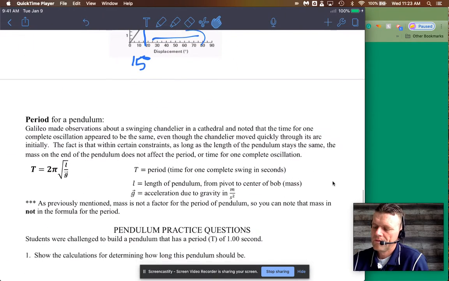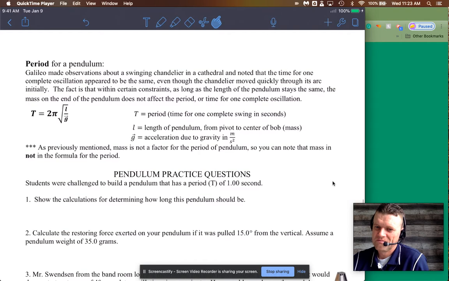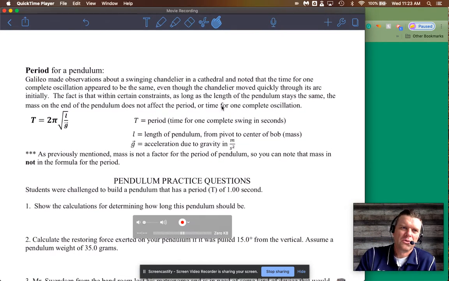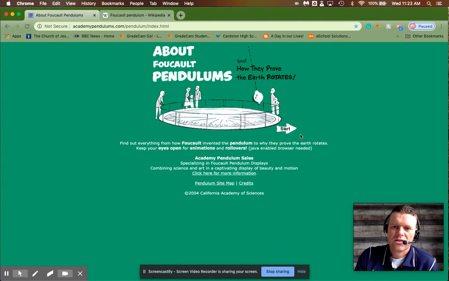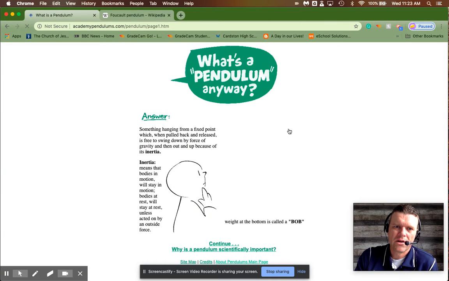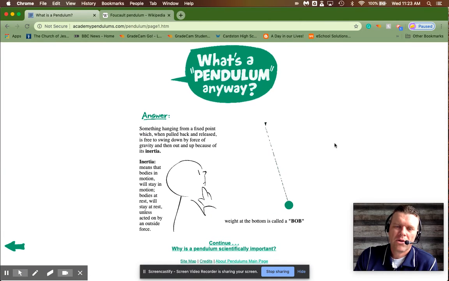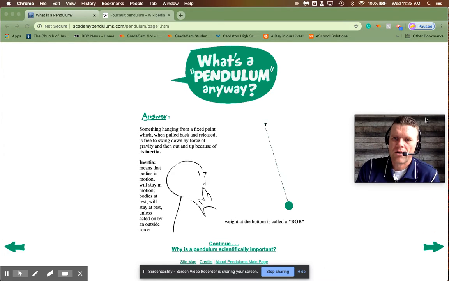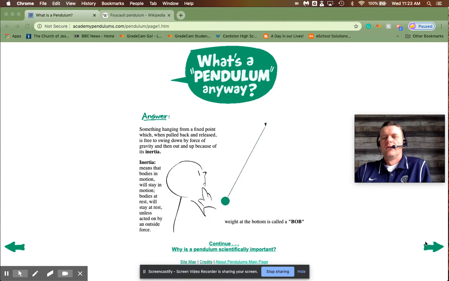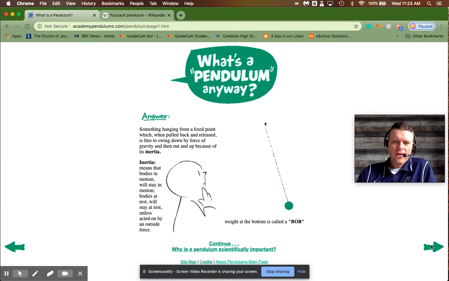Okay, so the period for a pendulum. This is where it gets cool. So actually, I'm going to back out of this quick, and I'm just going to show you this summary of pendulum. So we'll just walk through this a little bit here. So anyway, what's a pendulum? It's basically just a bob on a string.